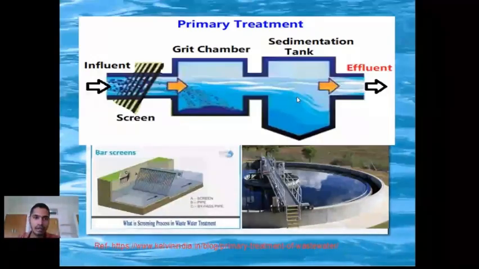As you can see, the effluent is coming in. The screen is removing any suspended solids, with a grit chamber. The grit chamber and sedimentation tanks undertake removal of any suspended solids, and the effluent is released for primary clarification or any other process.